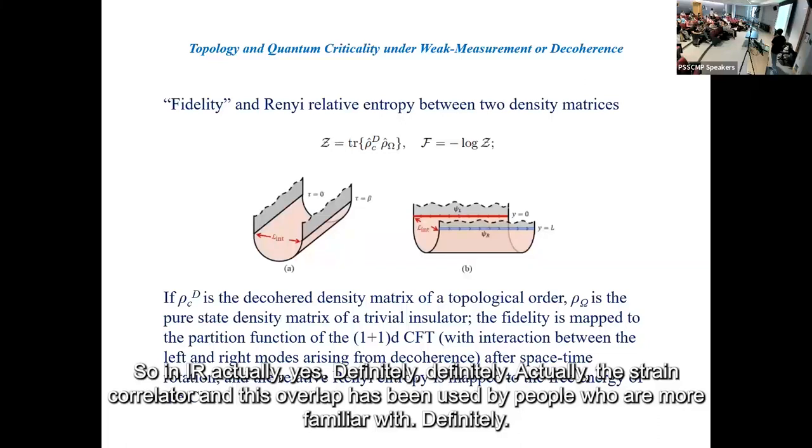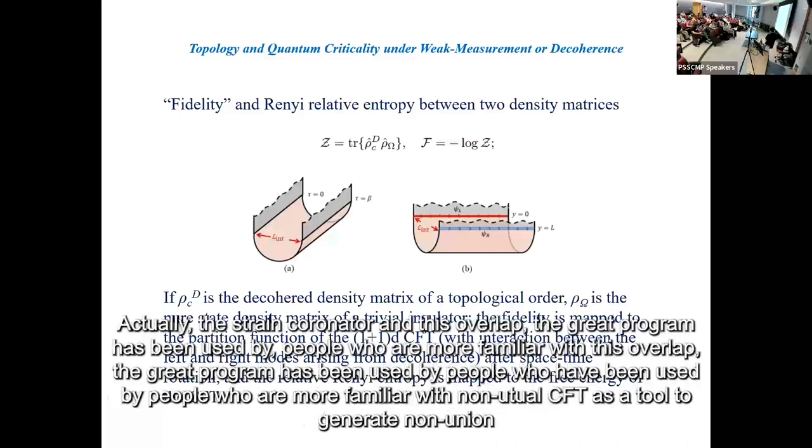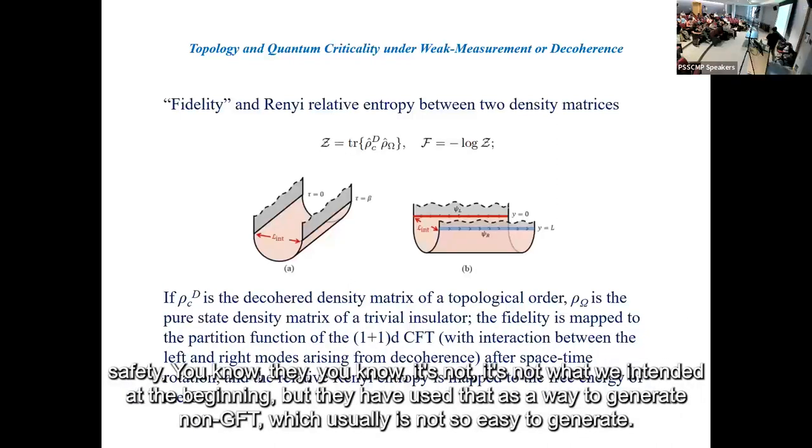Definitely. Actually, the strain correlator and this overlap have been used by people who are more familiar with non-unitary CFT as a tool to generate non-unitary CFT. It's not what we intended at the beginning, but they have used that as a way to generate non-unitary CFT, which usually is not so easy to generate.